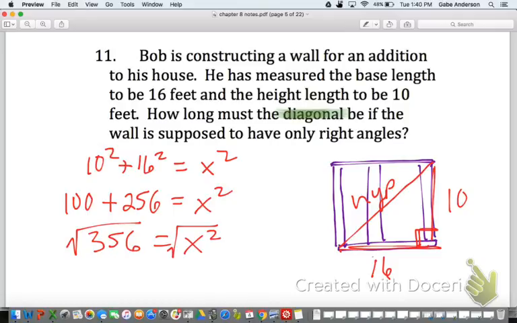Now again, you really could include the plus or minus with this. However, we are talking about a wall. A negative diagonal length just simply doesn't make sense. What is the square root of 356? 18.87. Okay, so 18.87 feet is equal to x.